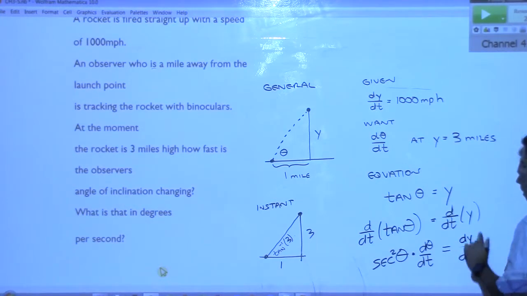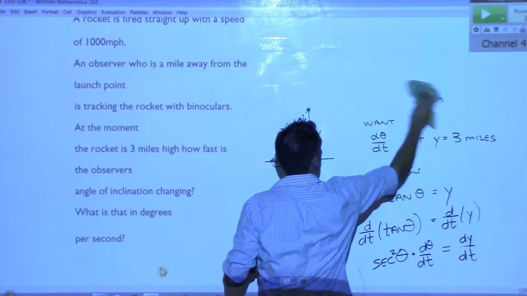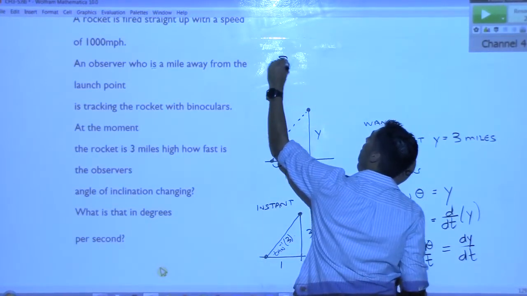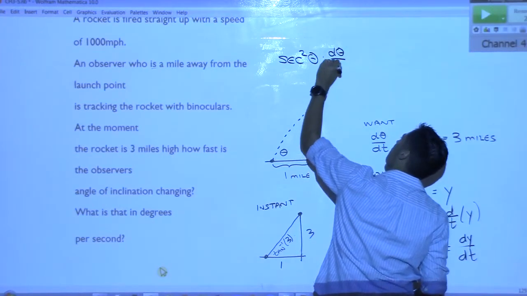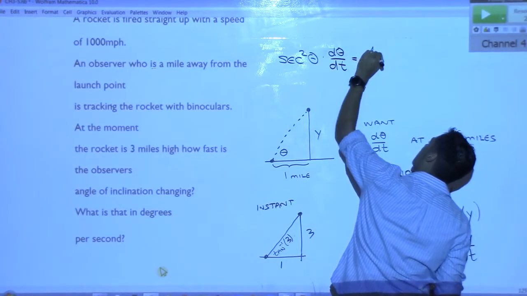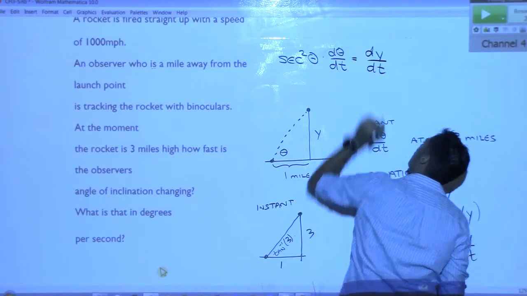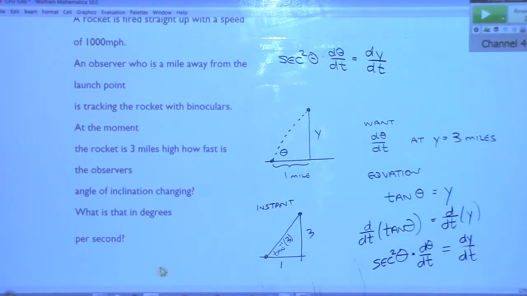I'll write this up a little higher. I can see some of y'all can't see that. So here's where we are. We have secant squared theta times d theta dt equals dy dt. And at this point, after you do the differentiation, is when you can start plugging things in.